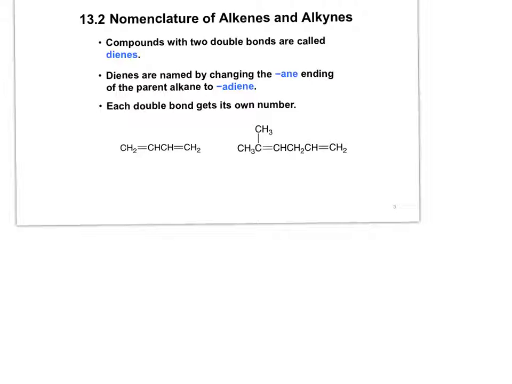So this first example, I'm going to number 1, 2, 3, 4, just to check myself. Whether I go from left to right or right to left, 1, 1, okay, that number is the same, and then that's where the double bond starts. Then the next one, though, 1, 3. So 1, 3 is as low as you can go, numbering from right to left or left to right.